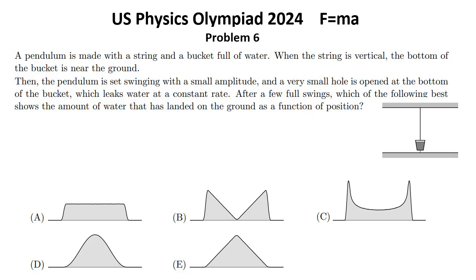Problem number 6. A pendulum is made with a string and a bucket full of water. When the string is vertical, the bottom of the bucket is near the ground. Then, the pendulum is set swinging with a small amplitude, and a very small hole is opened at the bottom of the bucket, which leaks water at a constant rate. After a few full swings, which of the following best shows the amount of water that has landed on the ground as a function of position?